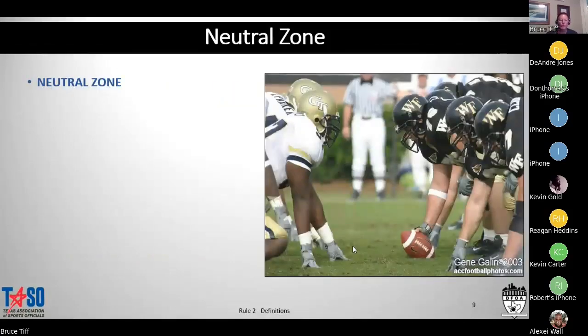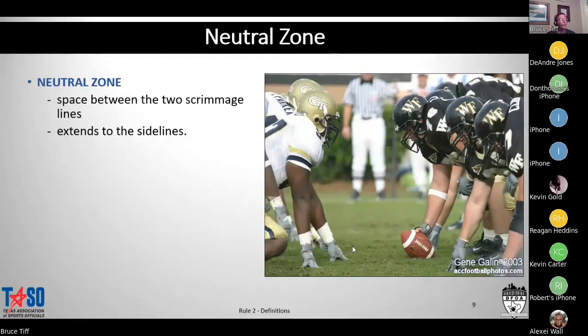Okay, let's talk about the neutral zone. We hear this term a lot, but if you wanted to win a soda or a beer from somebody, you could ask them what their understanding of the neutral zone is, and ask them to define it. I think you'd have a high degree of winning. It's the space between the two scrimmage lines. Now you're probably going, wait a second, how are there two scrimmage lines? Well, we're going to talk about it. It also extends all the way to the sidelines, and it's the width of the length of the ball.